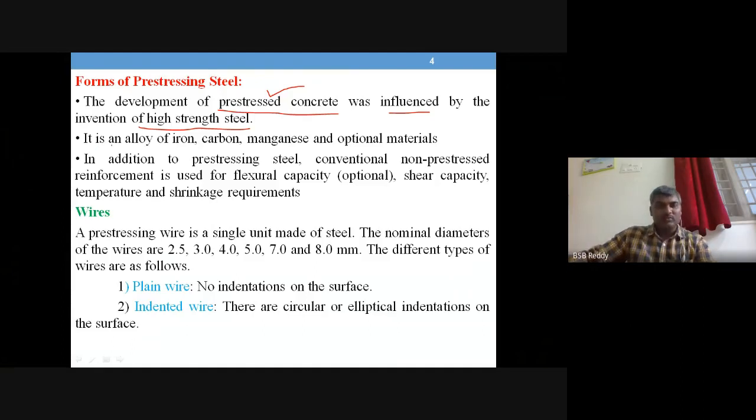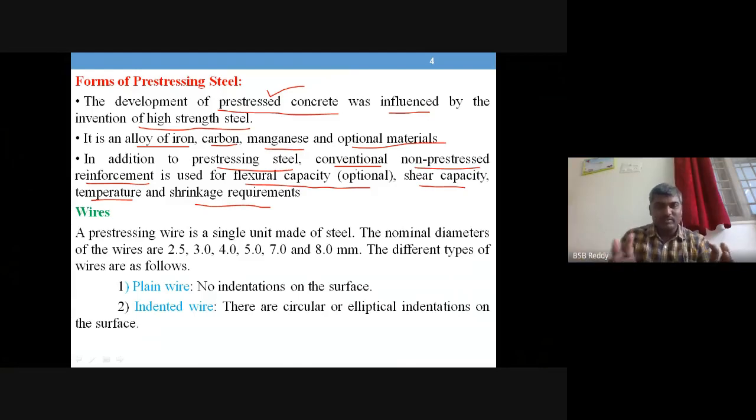So what a pre-stressed concrete needs is a high strength steel. That high strength steel is an alloy of iron, carbon, manganese, and optional materials. In addition to pre-stressing steel, we will also be using conventional non-pre-stressed reinforcement, that is just HYSD bars and all, for sometimes flexural capacity and shear capacity and temperature shrinkage requirements. For these things, you need conventional steel.